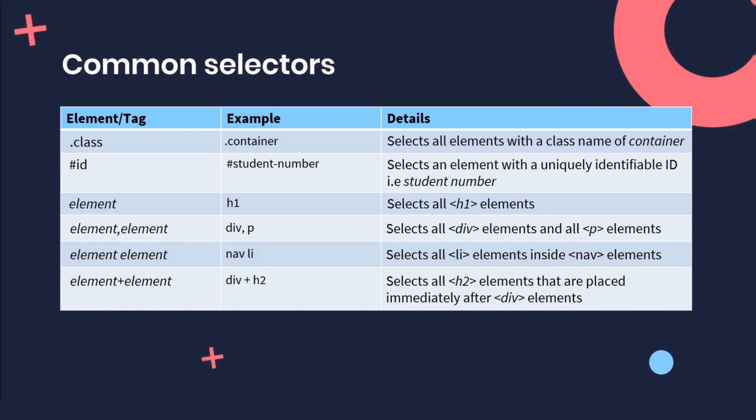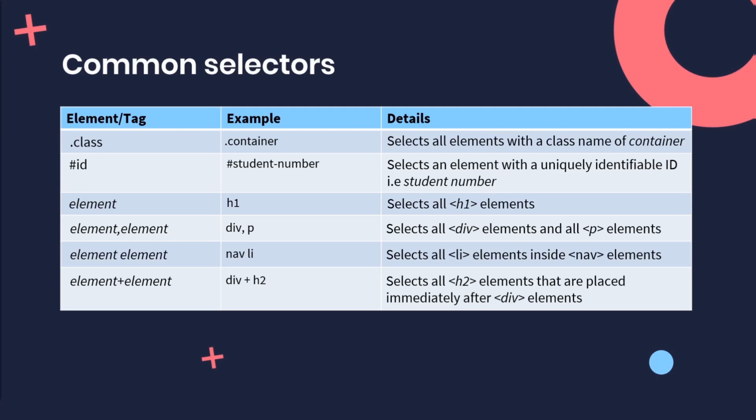We are styling the list items inside the navigation element, okay? And then we have element plus element. And here we have a div plus h2. This selects all H2 elements that are placed immediately after div elements. So if we have any H2 elements that are placed after we've created a div element, for example, then we would be styling the H2 element and not the div element.